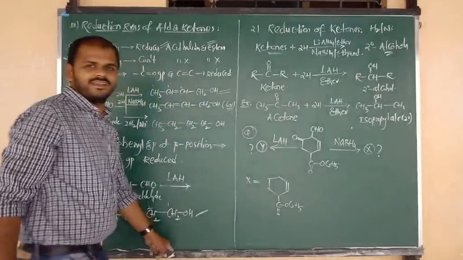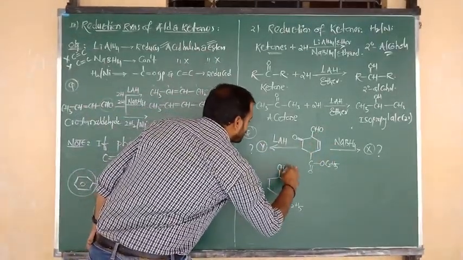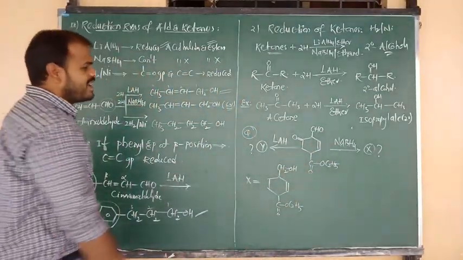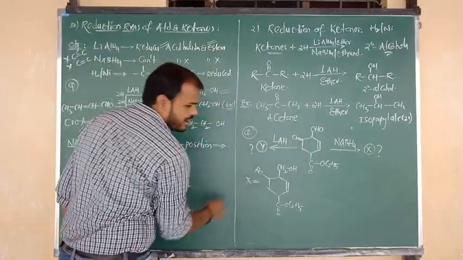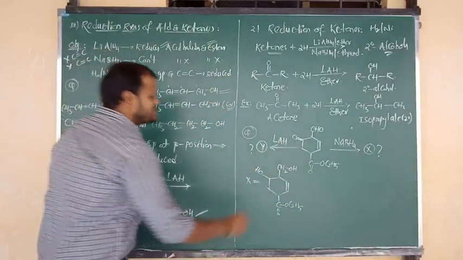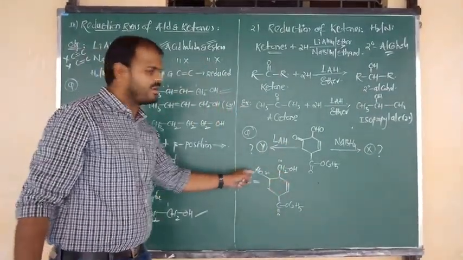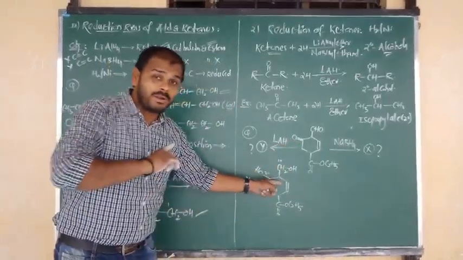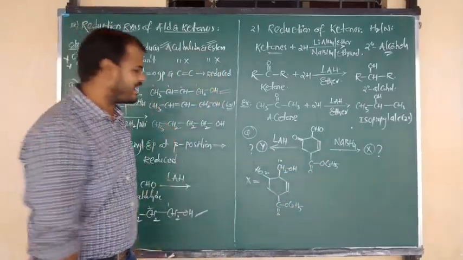But it can reduce the aldehyde group. Aldehyde group means CHO, it changes into primary alcohol, CH2OH. And C=O means keto group, keto changes into secondary alcohol, OH connected to a carbon that is connected to only 2 carbons. So this is primary alcohol, and this is secondary alcohol group. Aldehyde into primary alcohol, ketone into secondary alcohol. Double bonds and esters cannot be reduced by sodium borohydride.